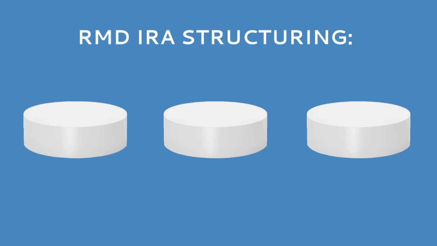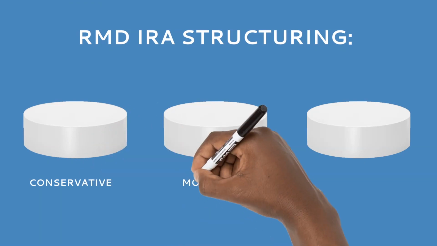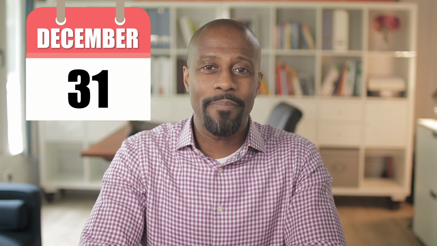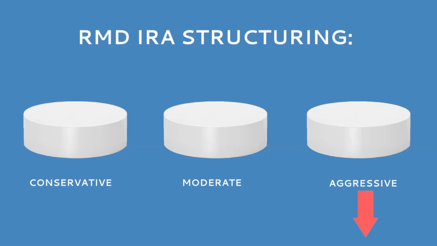Now, this can be a useful strategy if you structure your IRAs, one that's conservative, one that's moderate, and one that's aggressive. Remember, the RMD is based on the December 31st previous year balance. So for example, if you're experiencing a down stock market, the following year you could use a conservative IRA to cover the RMD for all your IRAs and not touch the aggressive account, giving it time to rebound.